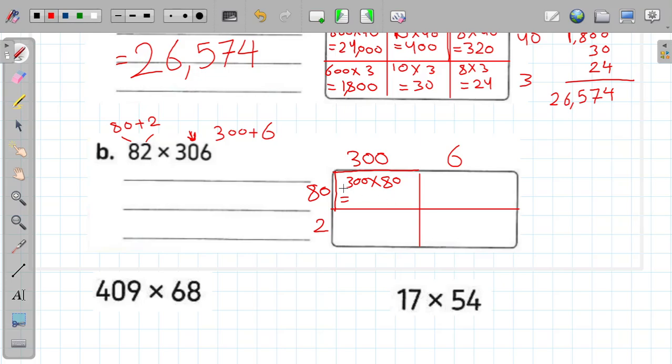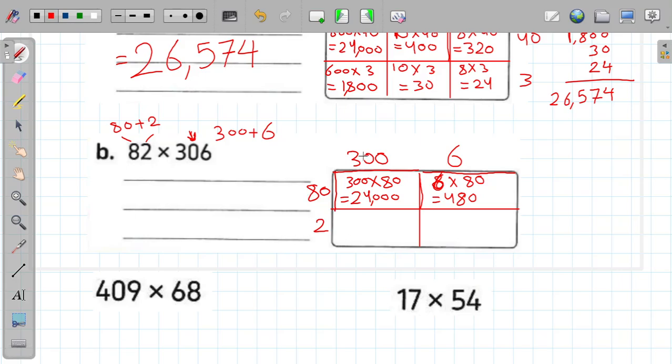300 times 80 equals what? 3 by 8 equals 24. And I have 3 zeros like this, so the result will be 24,000. Next, I have 6 times 80. 6 times 8 equals 48, and I have just 1 zero, so the result will be 480. Next, I will multiply 306 times 2.